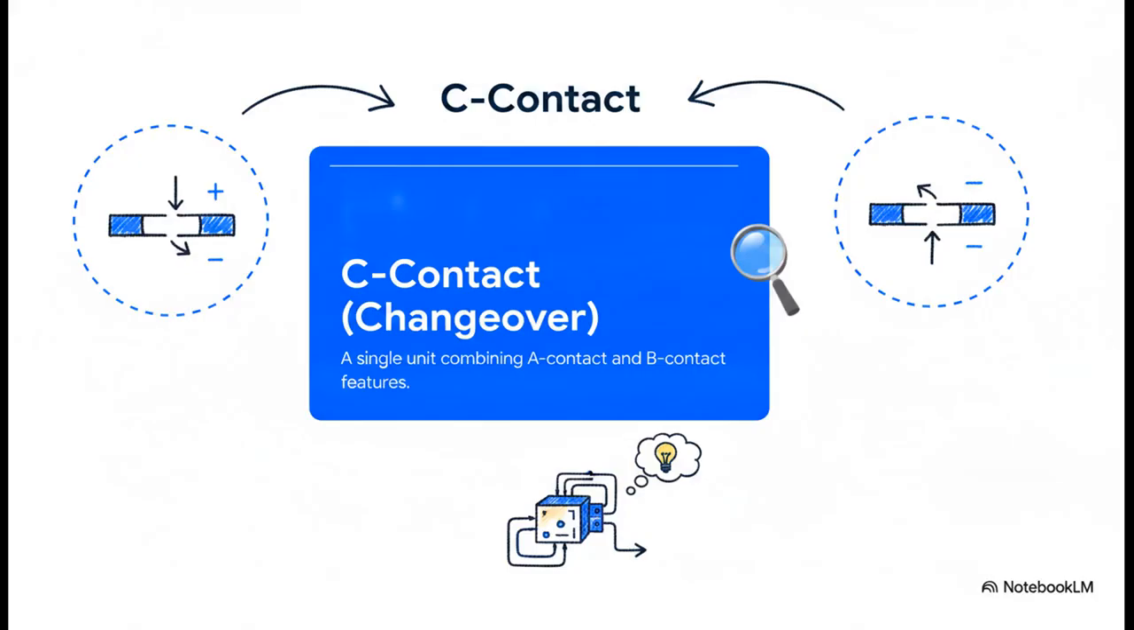All right, let's lighten the mood a bit. If A contacts and B contacts are so great at their individual jobs, what if we just smash them together? Well, engineers did exactly that and created the C contact, or changeover. It's basically a brilliant two-in-one deal packaged into a single relay. It gives industrial machines the best of both worlds in one tiny, clever component.